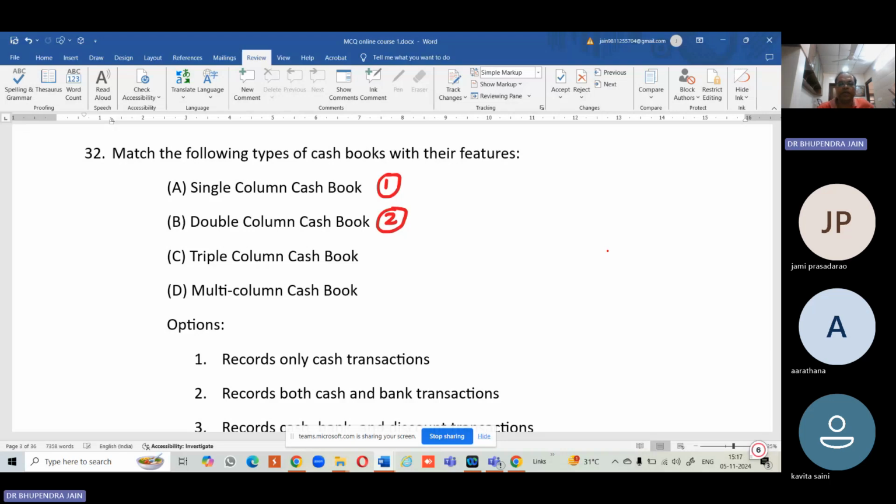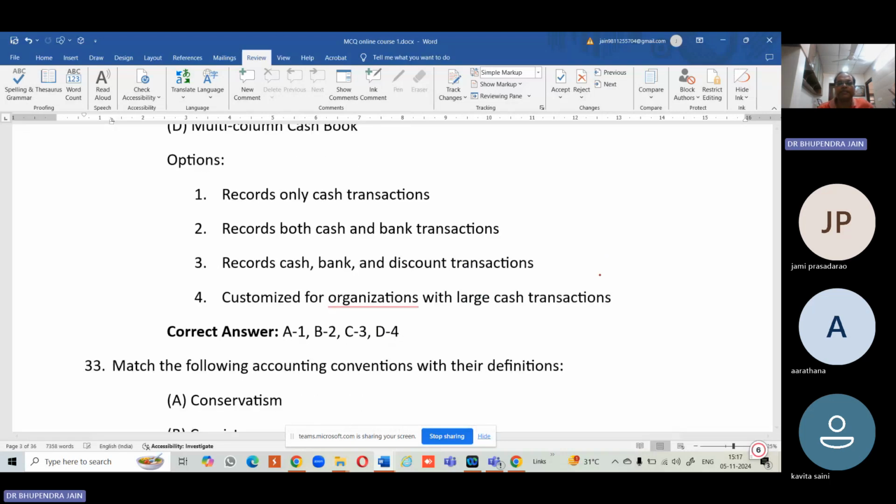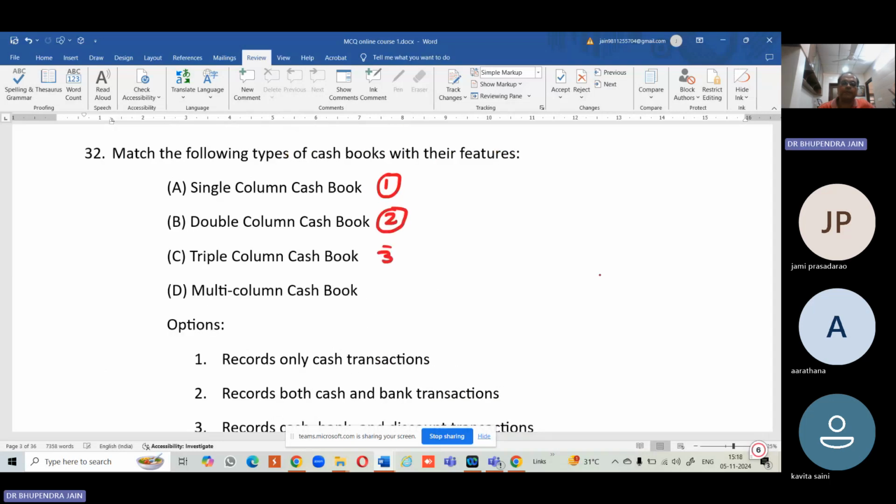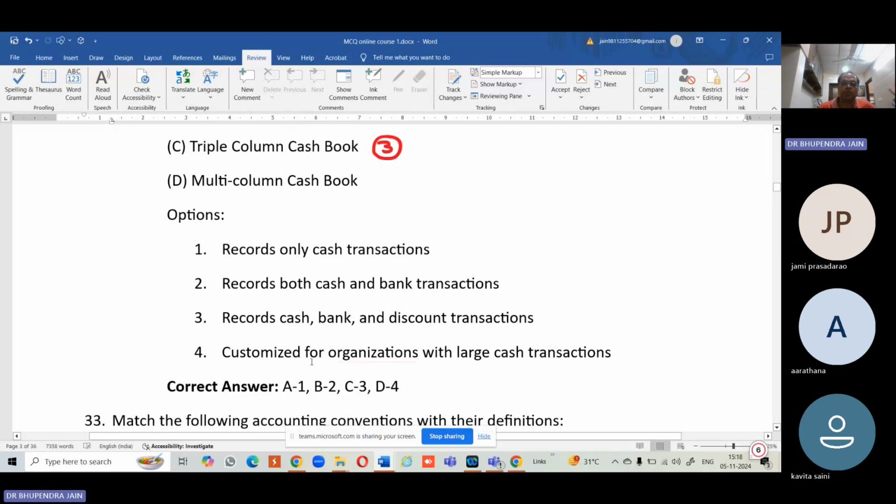Triple column cash book में क्या लिखा बेटा यहाँ पर, record cash, bank and discount, so this is the triple column cash book. And the multiple column cash book means customized, organized with the large size. The option I think is not correct is given.